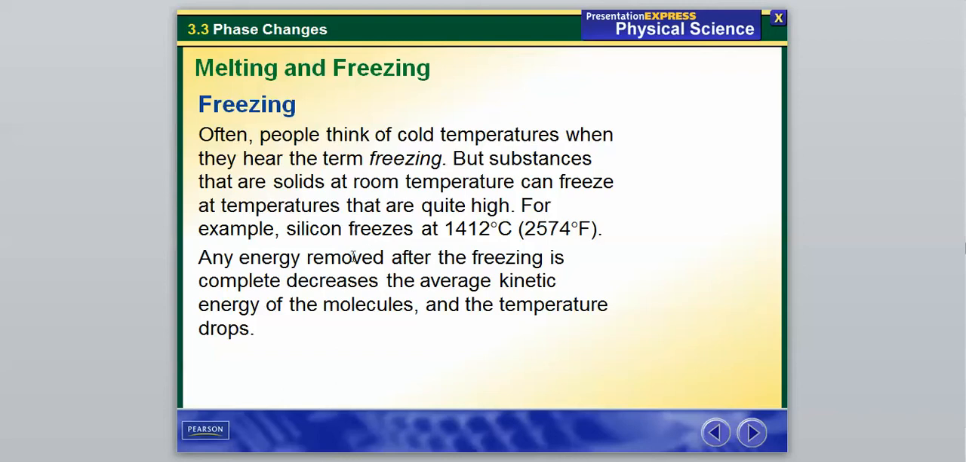Any energy removed after the freezing is complete decreases the average kinetic energy of the molecules, and therefore the temperature will drop. Therefore it's an exothermic change? Very good, because energy is released. Or exits, yes, that might be a good way. Energy exits in an exothermic change.